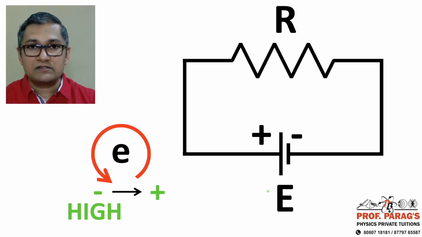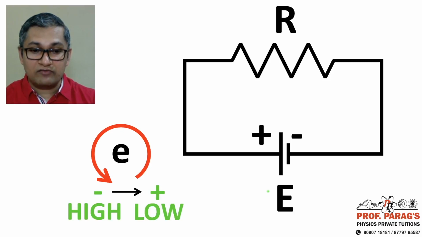This positive here does not mean that there are more electrons. This positive here means there are fewer electrons, or the effective polarity is positive. Basically, the number of electrons is low. So the electrons are having a very natural flow from high to low.